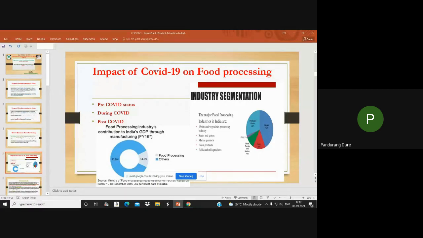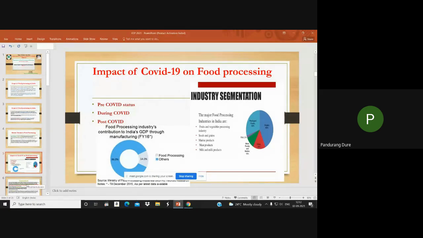When we think of the food processing sector, it contains different sectors like fruit and vegetable processing, seeds and grains, marine products, meat products, and milk products. This is the segmentation of food processing in the country's growth rate. So this figure itself indicates the scope of food processing.